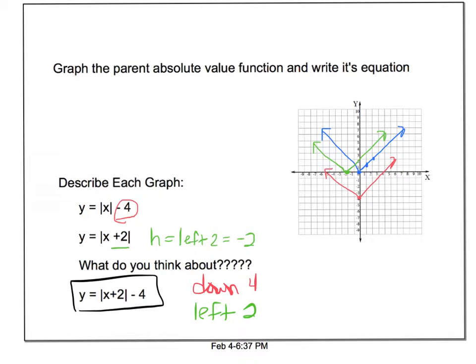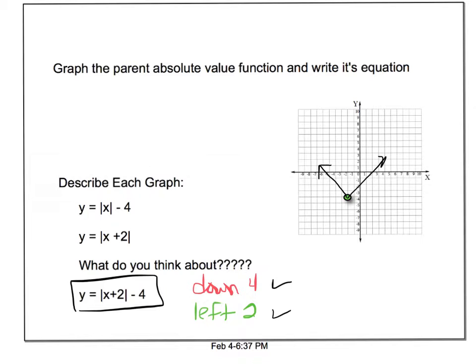So putting these things together, I need to take my vertex of my parent function, which normally would be right here, and I'm going to do to the vertex what my directions tell me. Move it down 4 and left 2. So I will move this down 4 and left 2, and that is where the graph of this larger equation lies.